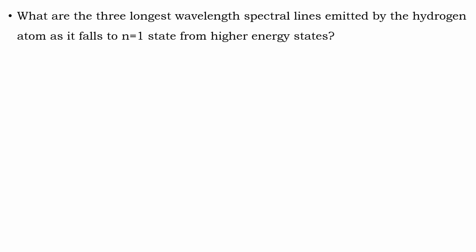We have already studied the expression for the wavelength of spectral lines emitted by the hydrogen atom as the wave number nu bar equal to 1 by lambda is equal to Rh into 1 by n1 square minus 1 by n2 square. Here n1 and n2 are the energy levels to which the transition takes place and from which the transition takes place. And Rh is the Rydberg constant, and its value is 1.09678 × 10⁻⁷.